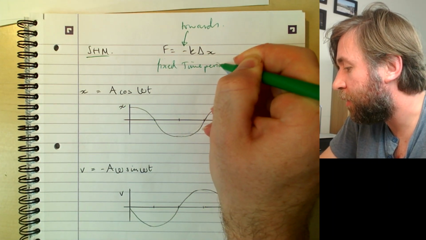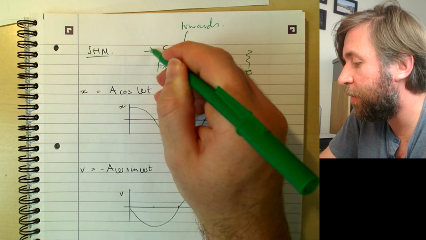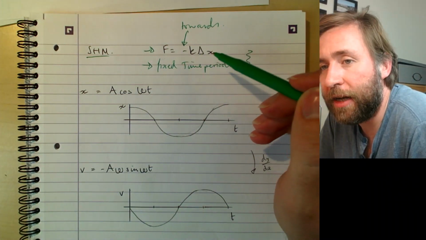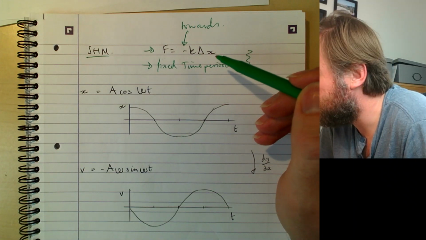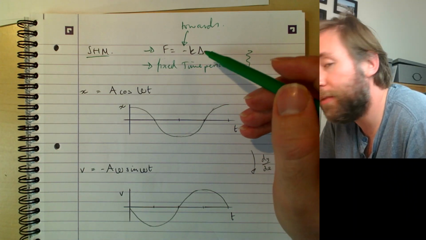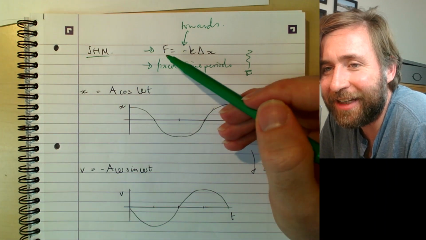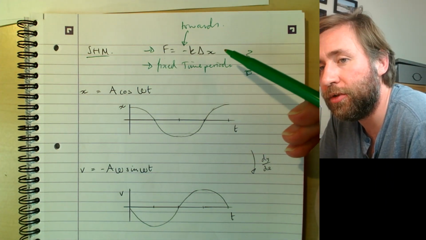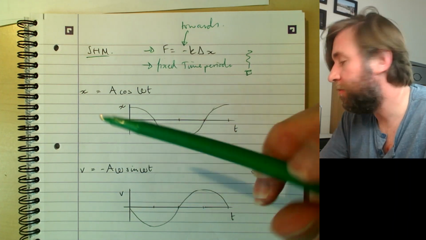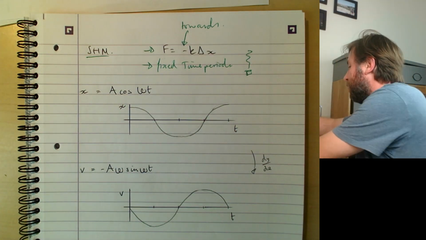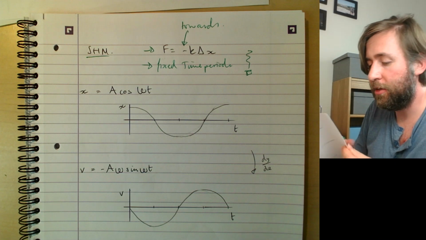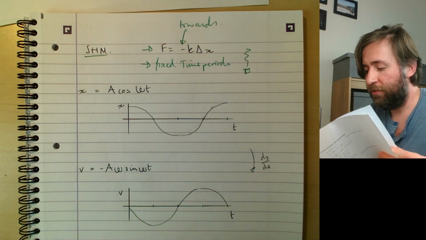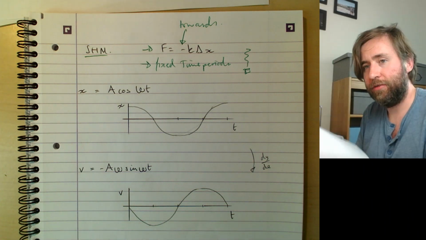So there are often questions like this: define SHM, and you put down these two things and explain. Towards an equilibrium position and proportional to its distance from it. You could also say the acceleration is towards the equilibrium position and proportional to its distance from it. Now you have three equations normally, in Edexcel you certainly do, which define x, v, and a for a simple harmonic oscillator.